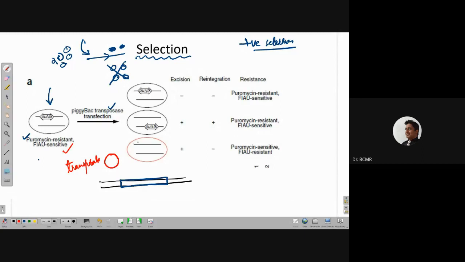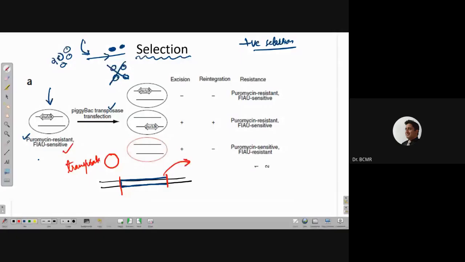So what will transposase do? It will cut this DNA and remove it. There are two possibilities. Either it might get degraded, or it may go and get reintegrated somewhere else. The one that I want is the degraded one. I do not want any reintegration, right? It is only adding complication to it. I want to get rid of the transgene.